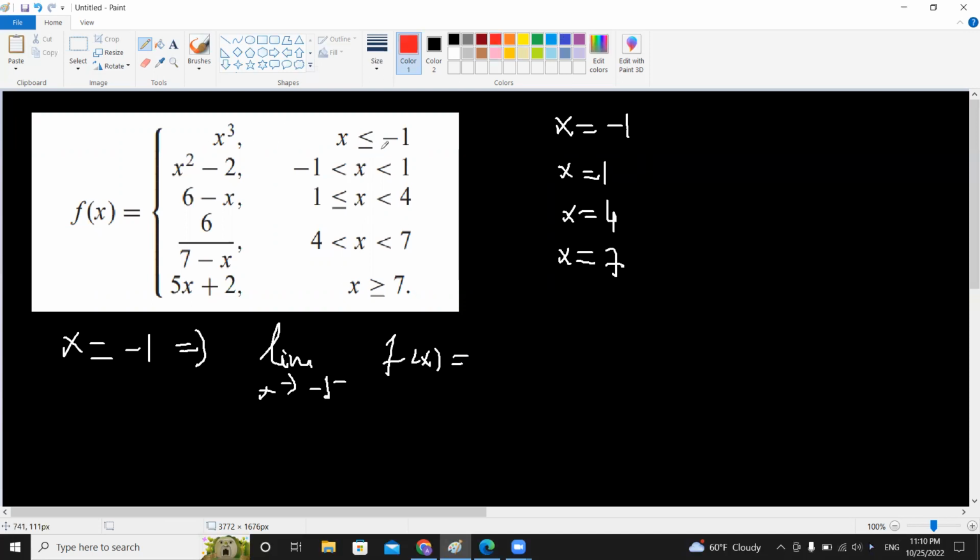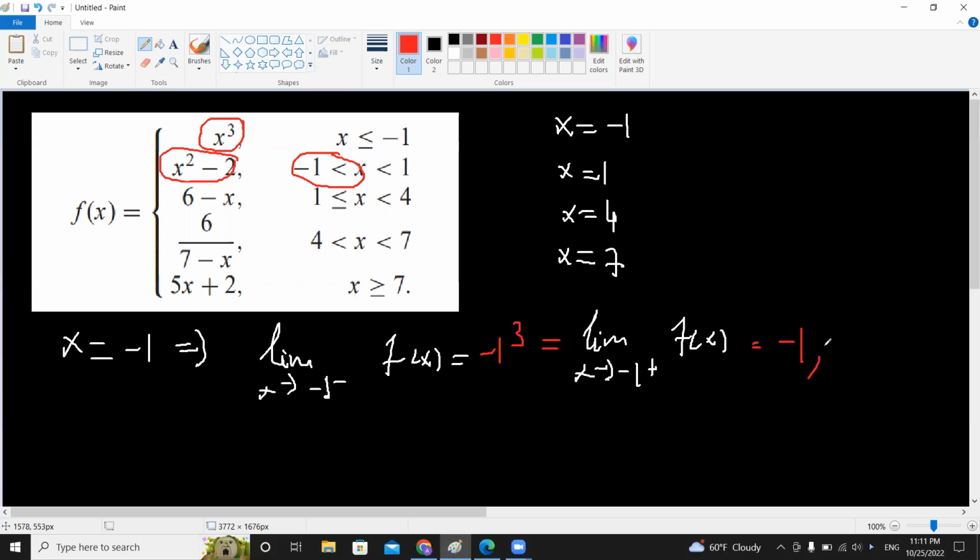Negative part less than -1 is this case, so it's going to be (-1)^3. And if we look at the limit as x tends to -1 from the right side of f(x), the right side is this part, so we are going to calculate here. Again, (-1)^2 minus 2 is going to be -1. So we see that they are equal.